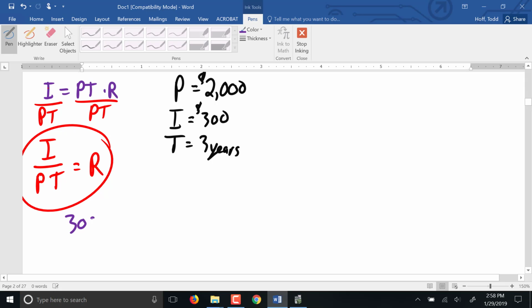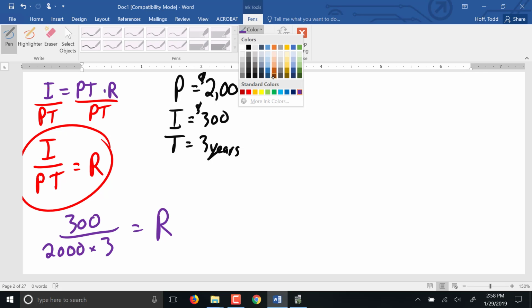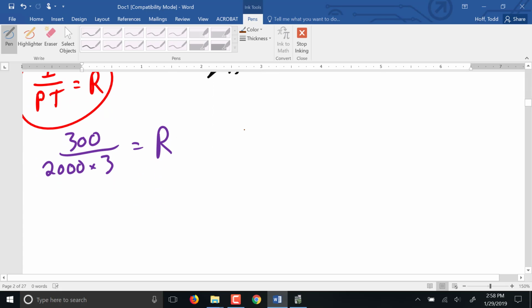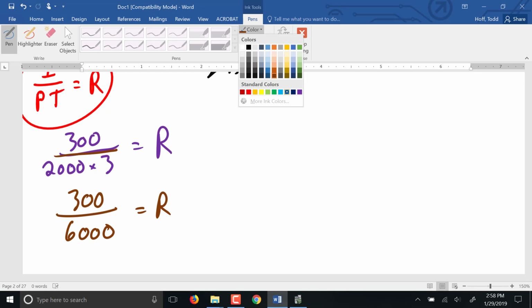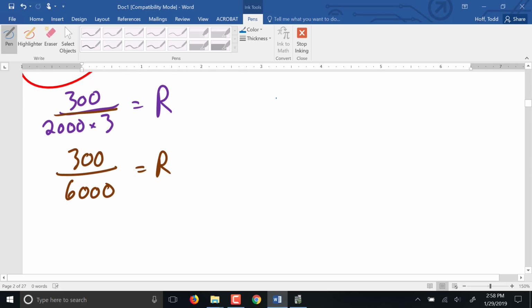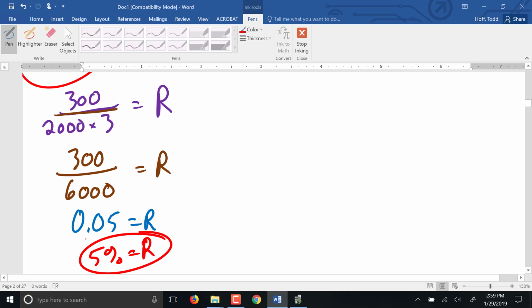I equals 300. P is 2,000 times T is 3. That's going to give me my rate. So a fraction bar means I have to do everything on top. There's nothing to do on top. Have to do everything on bottom. 2,000 times 3 is 6,000. Then I divide to get my rate. 300 divided by 6,000 is 0.05 equals R. And of course, that would be 5%. So 0.05 is a rate, or 5% is a percent.